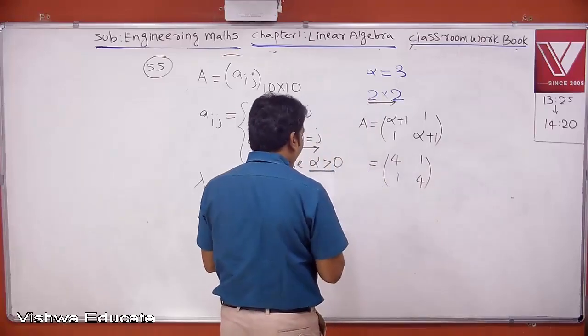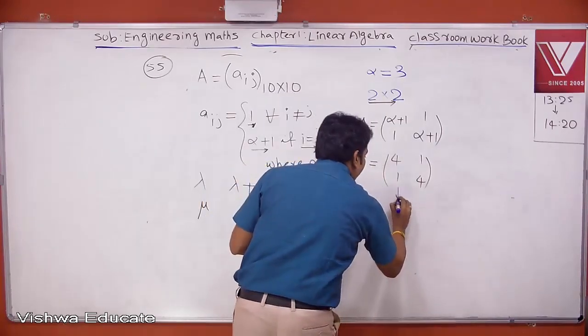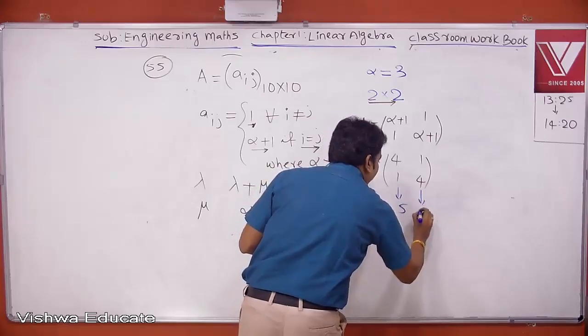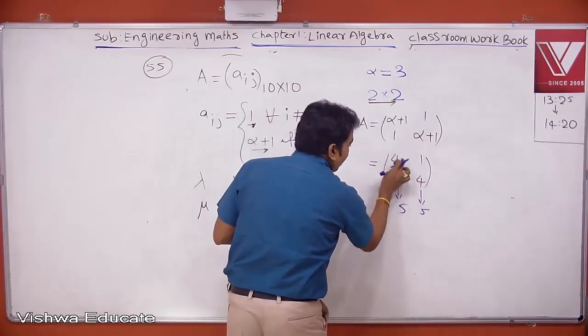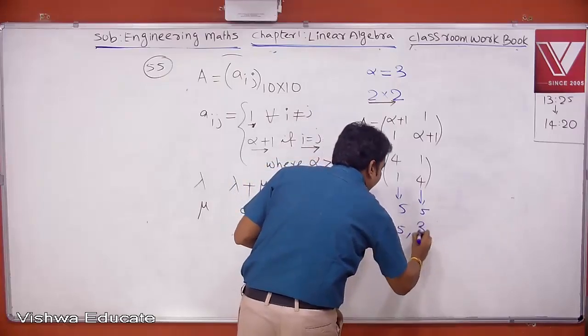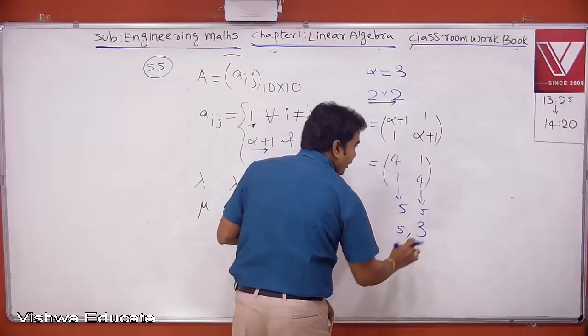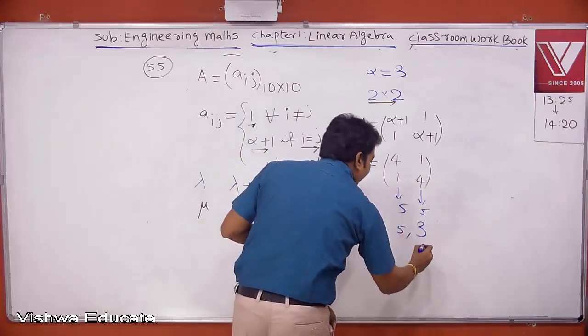Now therefore, what are the eigenvalues of this matrix? One eigenvalue of this matrix is 5 because the sum is 5. What is the trace of this matrix? 8. One eigenvalue is 5, so the second eigenvalue is 3. So this is the largest and this is the smallest eigenvalue. So the smallest eigenvalue is this.